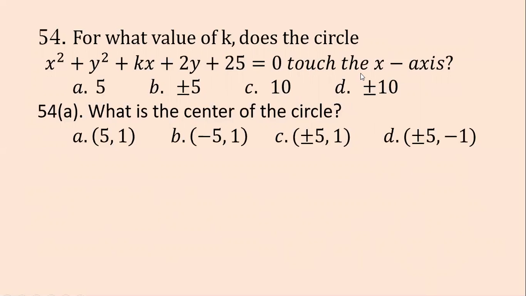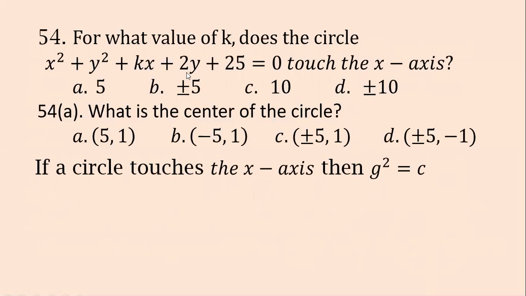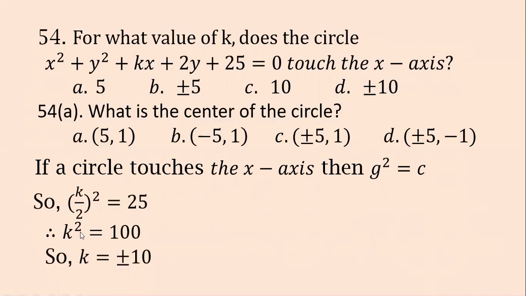As you know, if a circle touches the x-axis, then g square is equal to c. So here g is equal to k by 2. So (k by 2) square is equal to 25, and k square is equal to 25 into 4, it is 100, and k is equal to plus minus 10. So if k is equal to plus minus 10, that is option D is correct here. This equation will touch the x-axis.